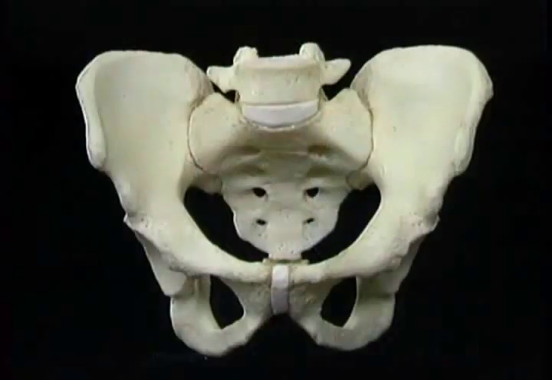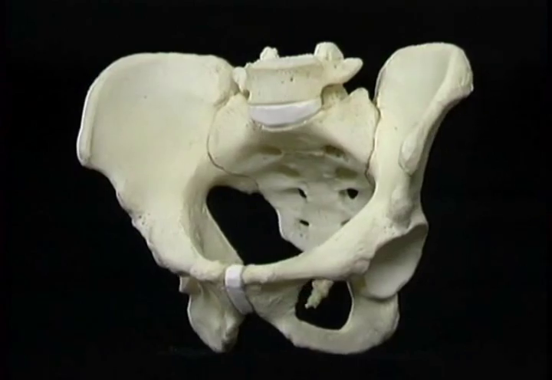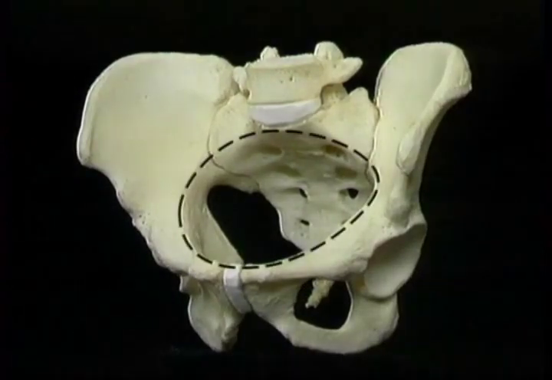We've already seen the upper parts of the bony pelvis. Now we need to look at the parts of it that lie below the pelvic brim. Let's get oriented. Here's the bony pelvis, together with the fifth lumbar vertebra. Here's the pelvic brim.